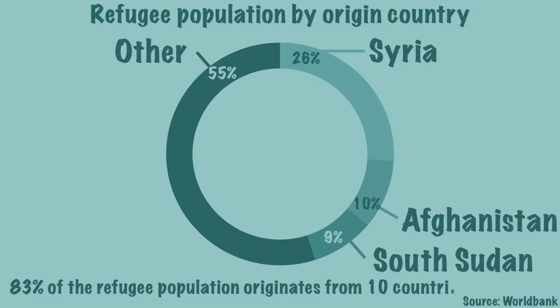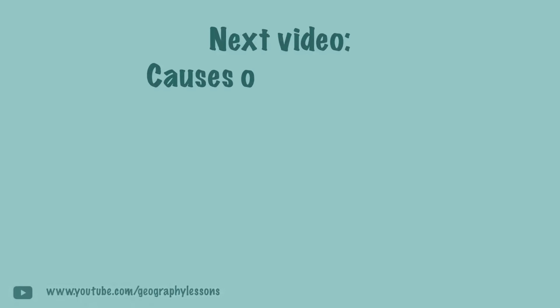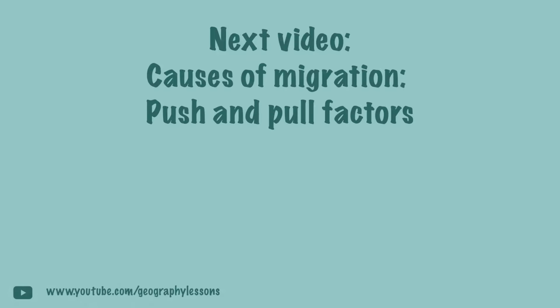About 83% of refugees worldwide come from 10 countries. About 75 to 80% of refugees are admitted to a neighboring country, which shows that conflicts and the resulting refugee flows are a major issue, especially in only a few regions of the world. Now that you know what migration is, the causes of migration can be discussed in the following video.